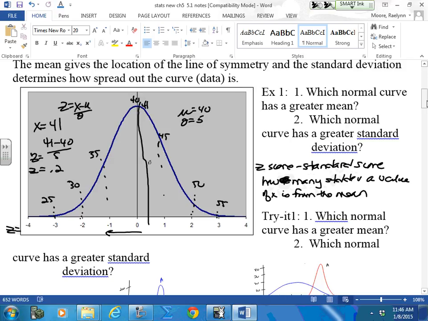So if I said to you, I have a value of 32, is my standard z-score going to be negative or positive? Negative. If I have an x value of 40.5, is my standard z-score going to be positive or negative? Positive. These are the things I want you to see. And this is why I ask you to sketch these. So that's one of the reasons.